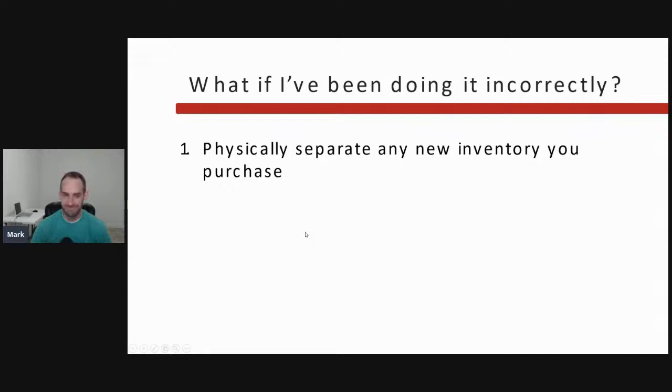Let's say you've been using the cash method up until now, but you feel like you should have been doing, or you want to do, the accrual method. You'll have to come up with some type of system, whether it's separating those items in a spreadsheet or physically separating those items that you already purchased and already deducted on a prior tax return.